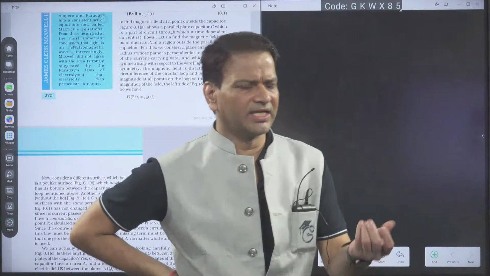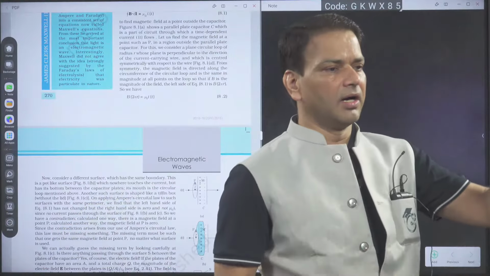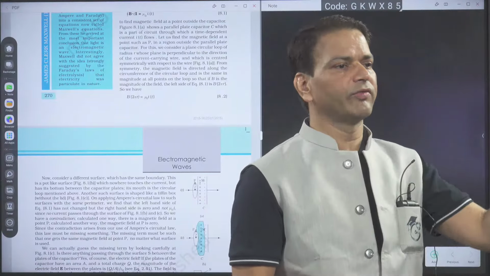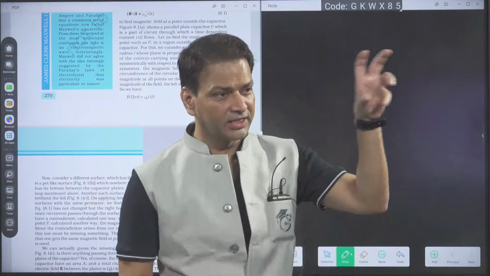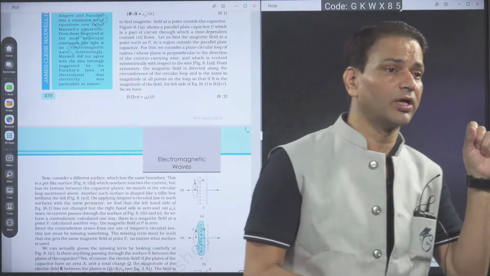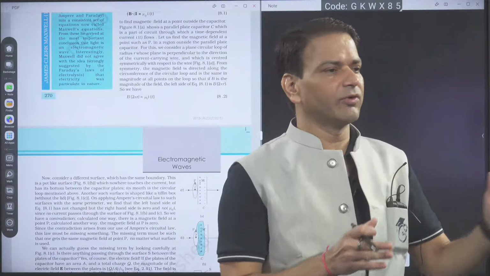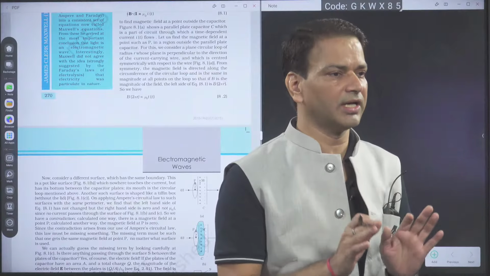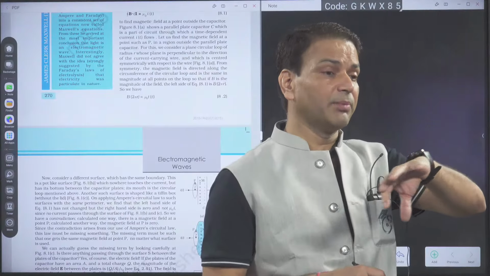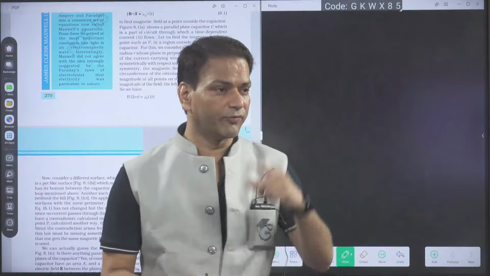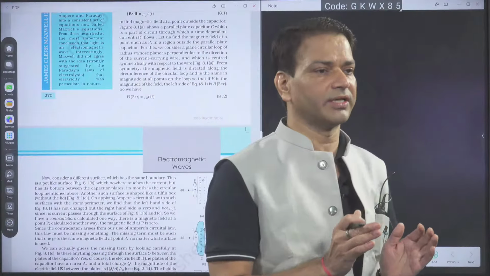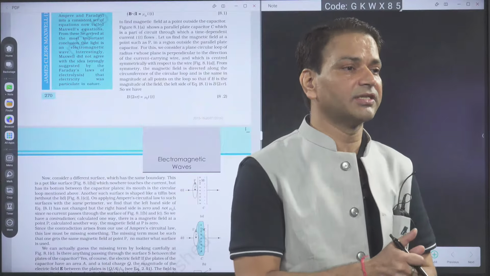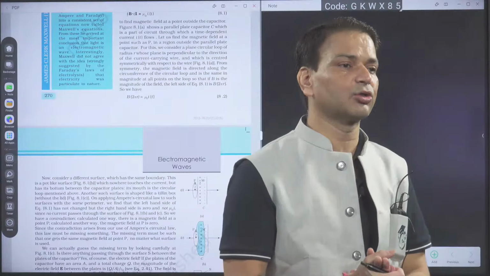Accelerated charged particle. In the exemplar, one question is given: which will produce the electromagnetic wave? A charged particle moving with constant velocity, or a charged particle performing uniform circular motion. When constant velocity is given, it means acceleration is 0, so it will not produce the electromagnetic wave. A charged particle performing uniform circular motion: speed is constant, but velocity is continuously changing, so it will have centripetal acceleration, and then it can produce the electromagnetic wave.